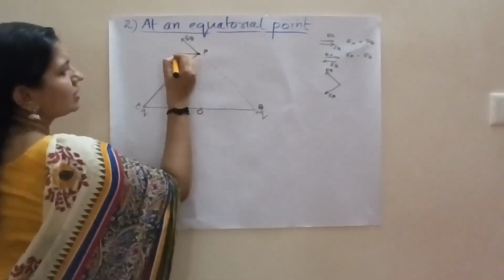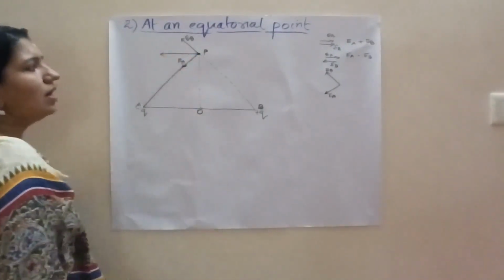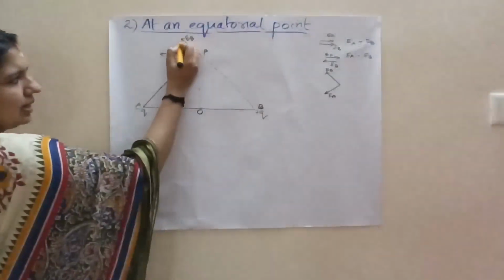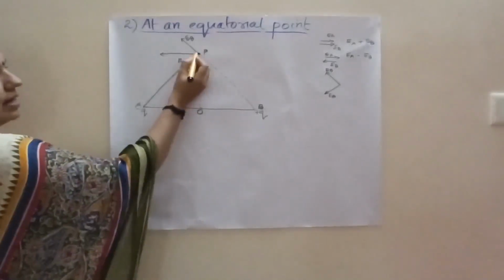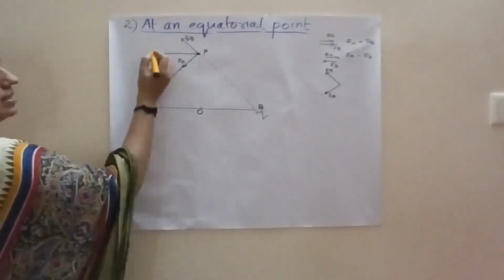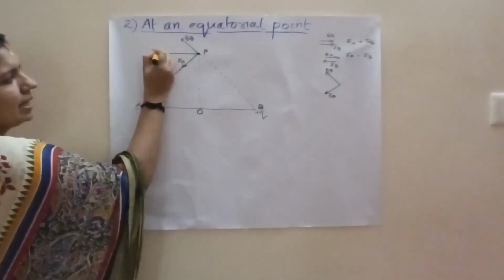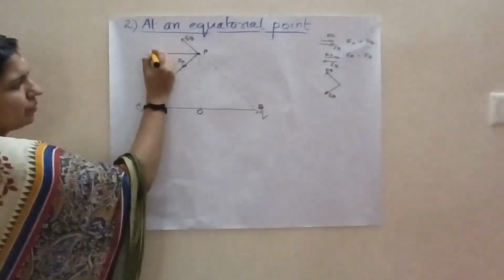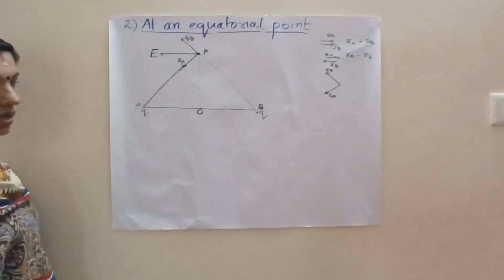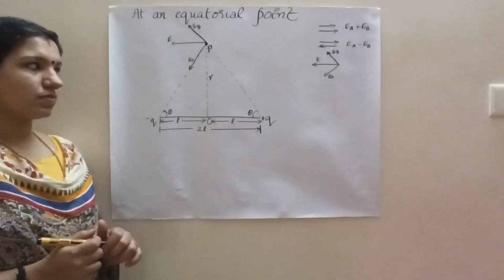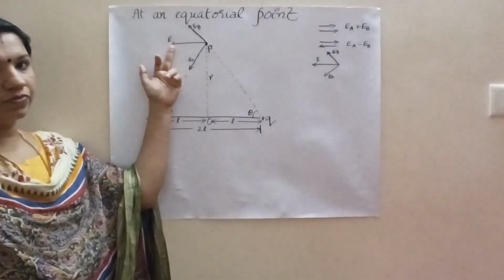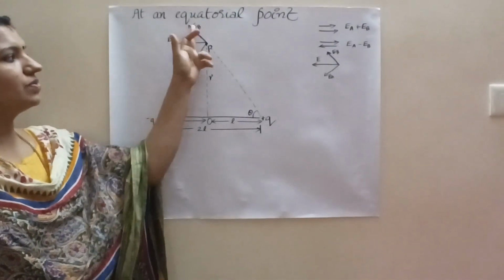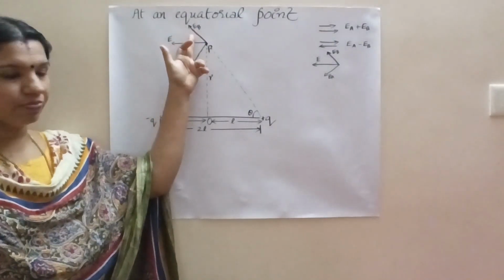We studied in vectors. The resultant will be the diagonal. If you join like this, you will get a parallelogram, isn't it? So the diagonal will be the resultant. So this is our final electric field. This is what we have to calculate. So this is the final electric field because of this EA and EB.